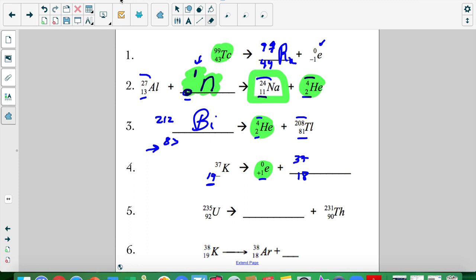I go to the periodic table, I look at the element that has an atomic number of 18, and that happens to be argon.